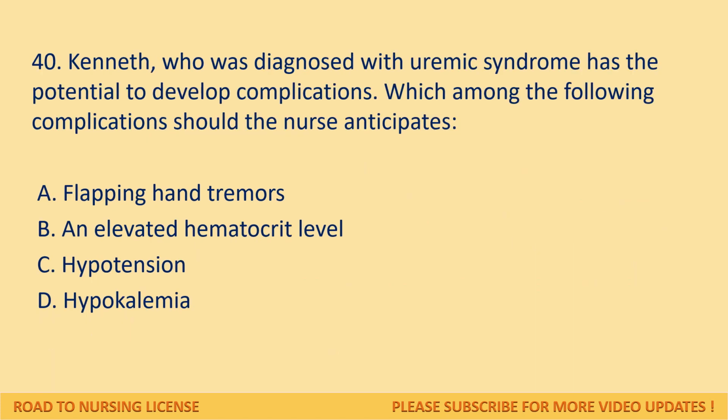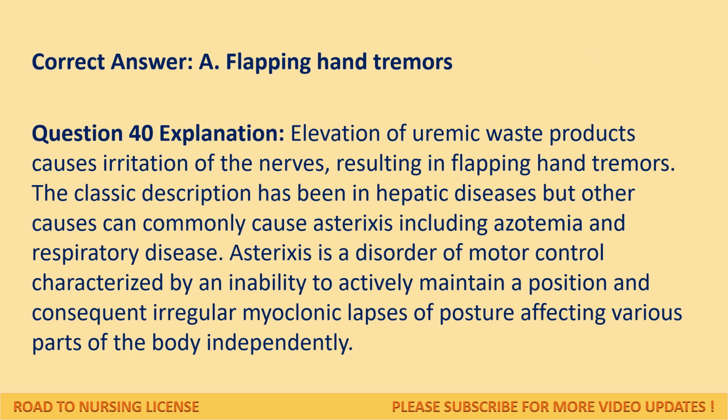Question 40. Kenneth, who was diagnosed with uremic syndrome, has the potential to develop complications. Which among the following complications should the nurse anticipate? A. Flapping hand tremors. B. An elevated hematocrit level. C. Hypotension. D. Hypokalemia. Correct answer: A. Flapping hand tremors.